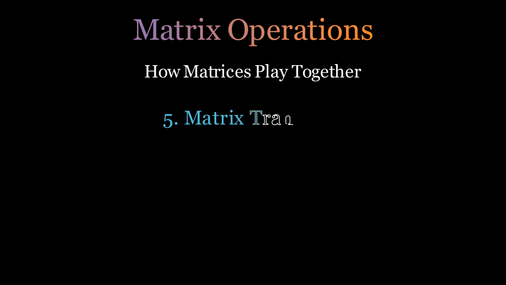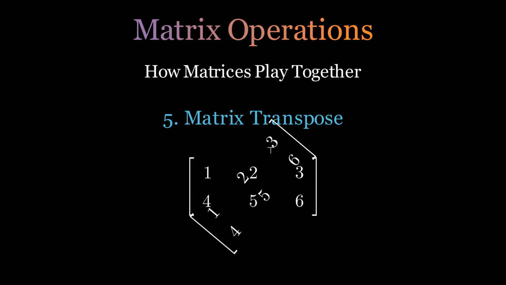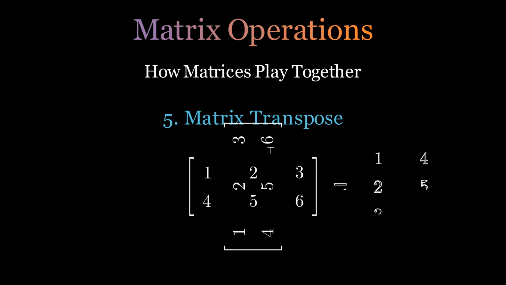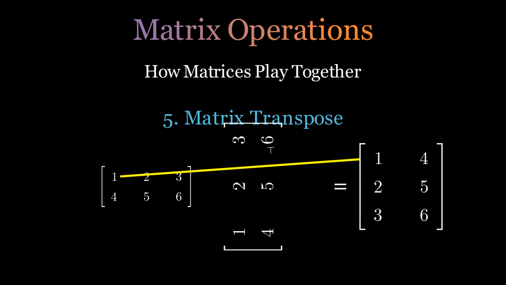The transpose is like doing a flip dance with the matrix. We turn rows into columns and columns into rows. It's like looking at the matrix in a mirror placed at its diagonal.